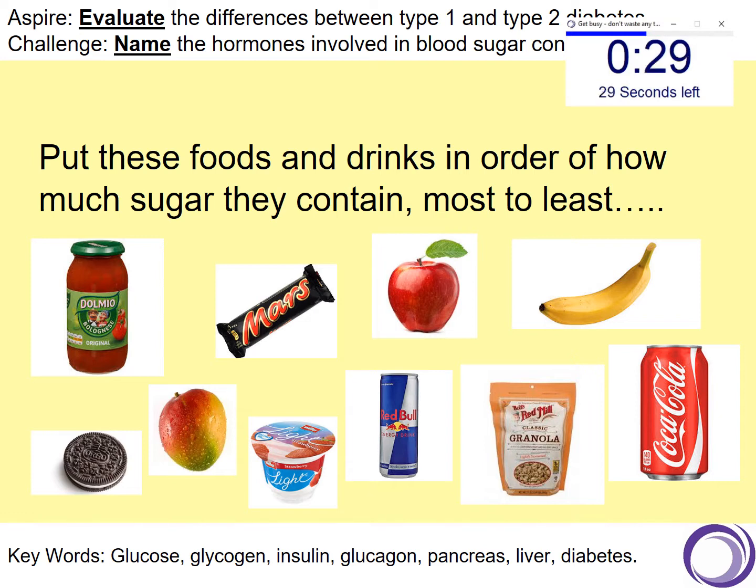I'm going to give you a minute, and all I'm going to ask you to do is to put them in order of how much sugar they contain. So put the one that you think has the most sugar at the top down to the one that has the least sugar at the bottom. So let's see if we can rank them. And I think you might find a few surprises in here.